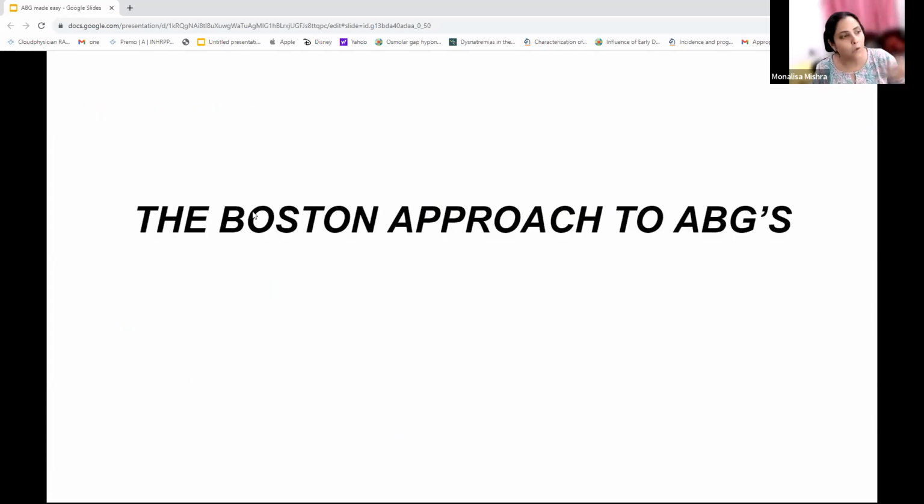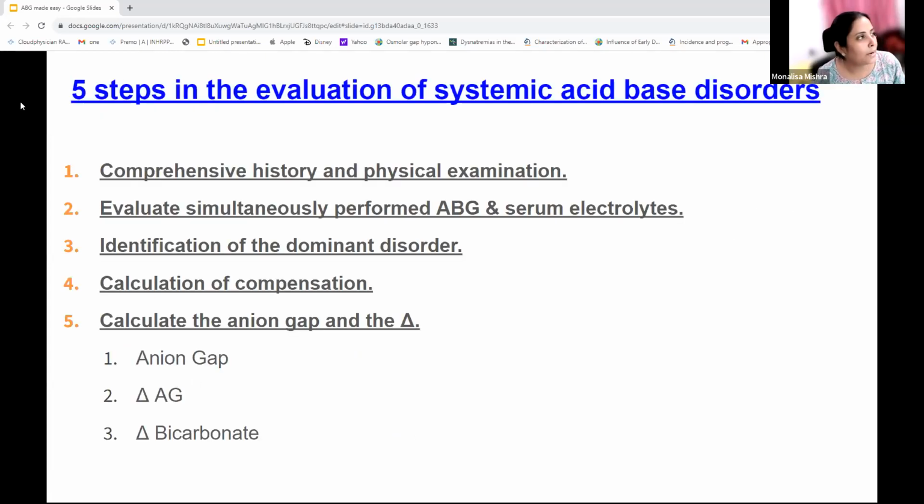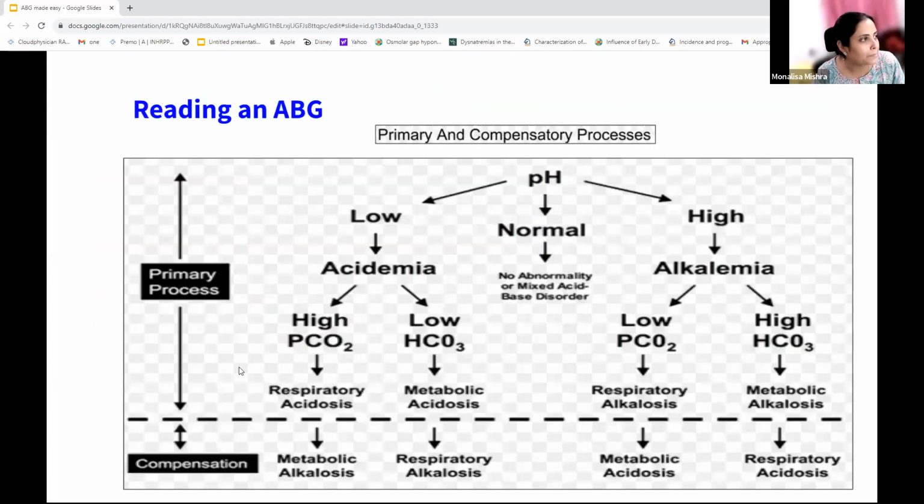Okay, now we'll go how to analyze your ABG. Now for ABG, 5 steps are most important. One is finding a comprehensive history and physical examination, because you have to always correlate it with the ABG of the patient. Simultaneously perform the ABG and serum electrolytes so that you can match the values of the electrolytes on the ABG and serum electrolytes. Identification of the dominant disorder. Then you have to calculate the compensation. Then you have to calculate the anion gap and all the other gaps. Okay, so we'll go step by step and we'll make it even clear with an example.